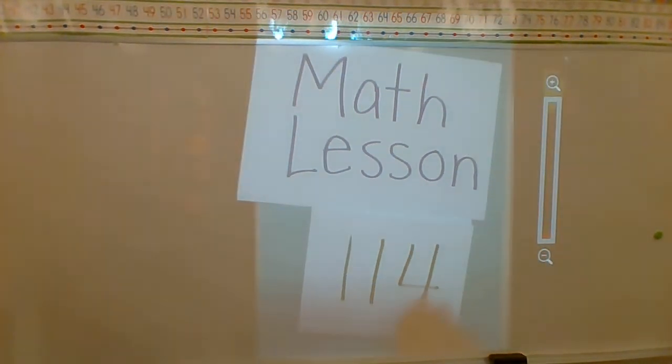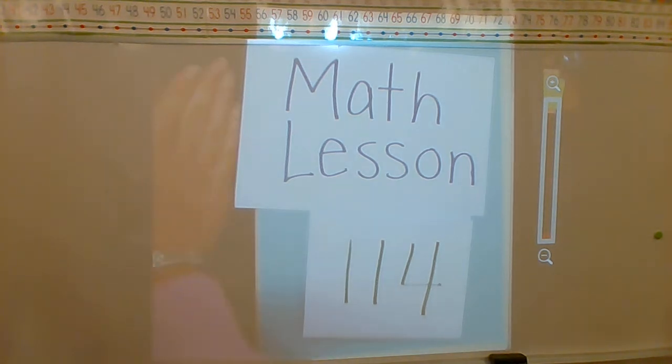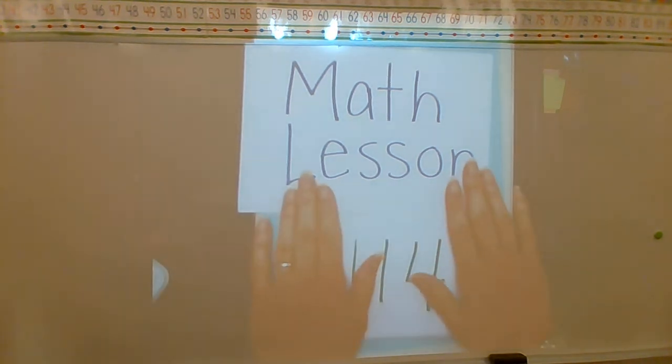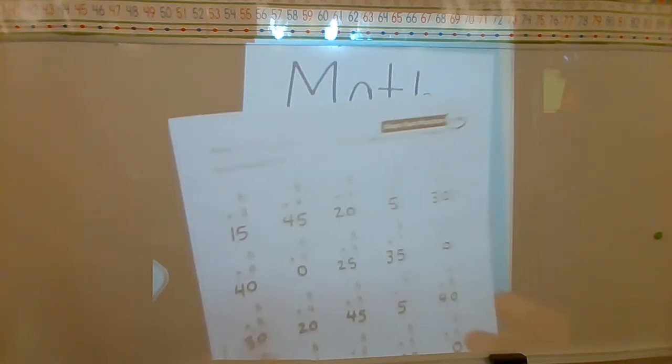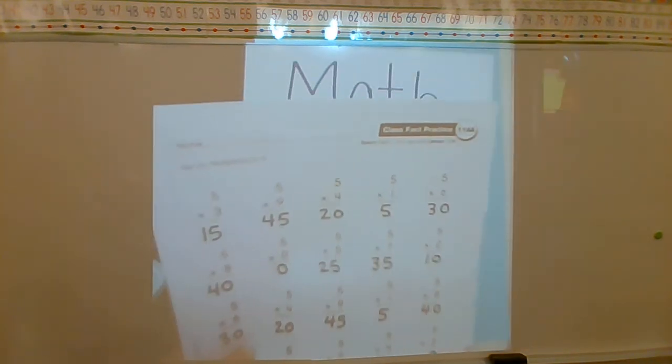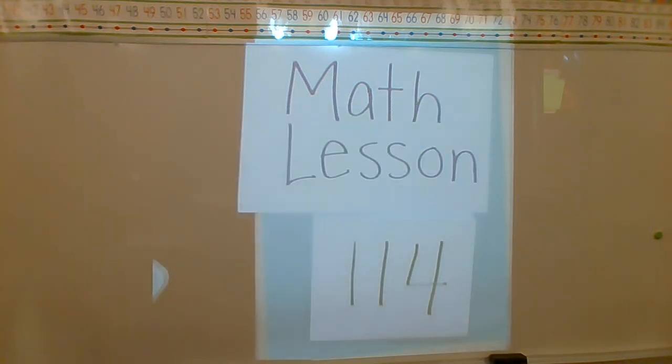First grade, we're going to do math lesson 114. If you have already done your class fact practice 114, that was to be 2.5 minutes because that's how much it would be for our assessment. 2.5 minutes, you're counting by fives, doing multiplication, okay? So if you've done that, let's take a look at math lesson 114.